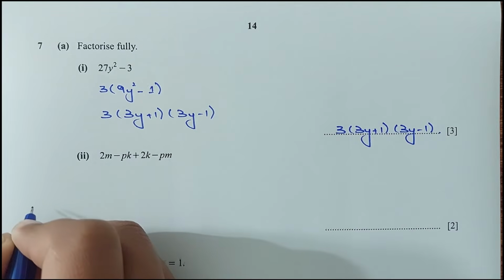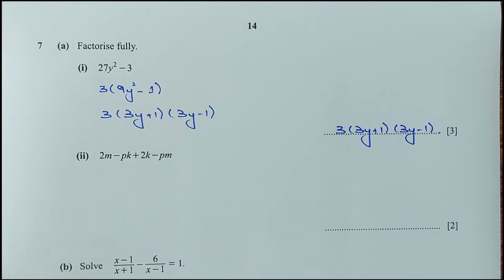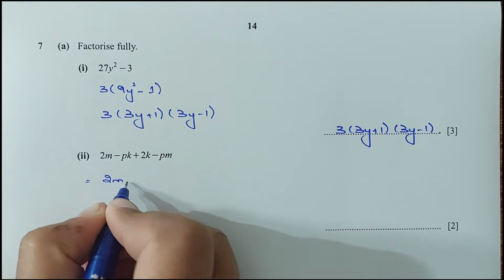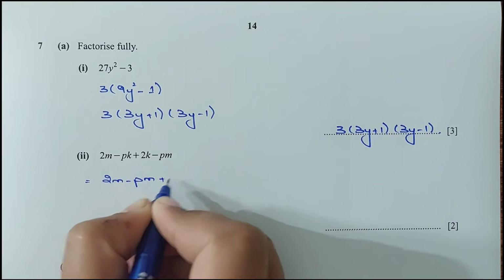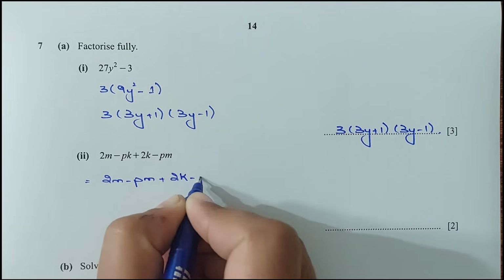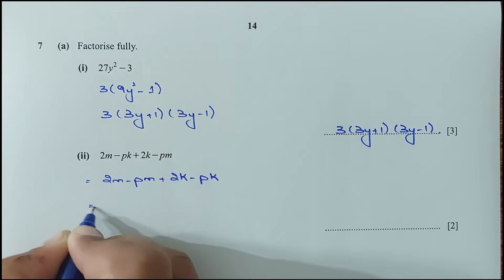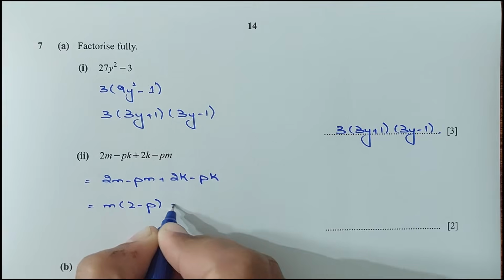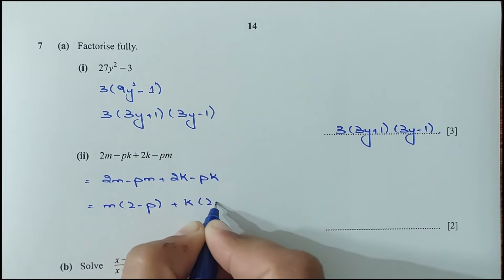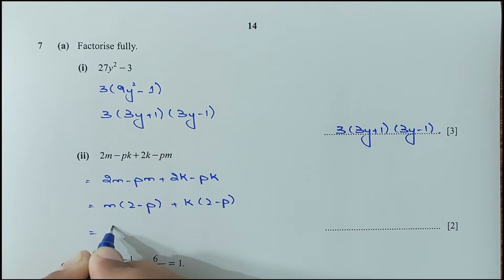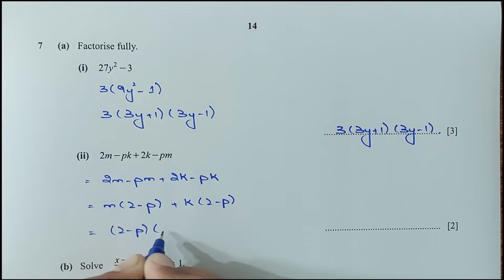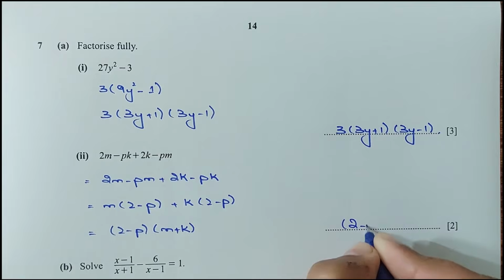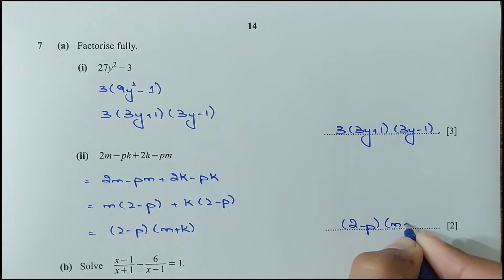Right? Now for the second part, let me regroup this. 2m minus pm plus 2k minus pk. Taking m common, we have (2 minus p), and taking k common, we have (2 minus p). So the factors are (2 minus p) and (m plus k), right? (2 minus p) into (m plus k).